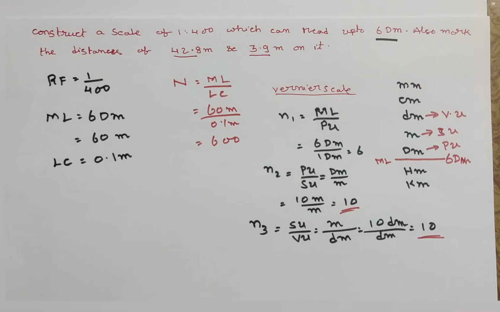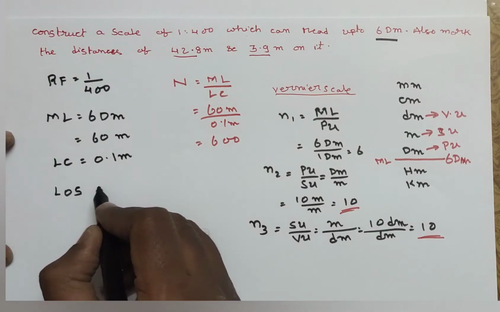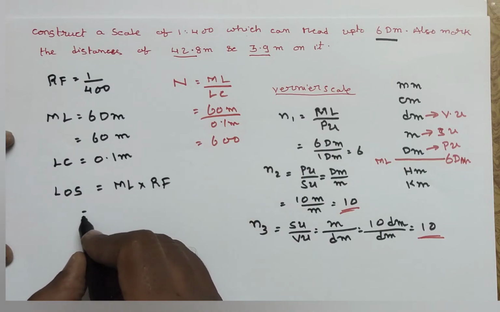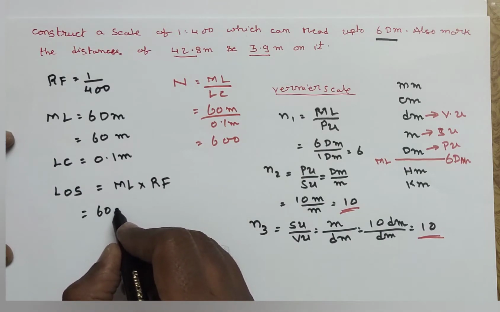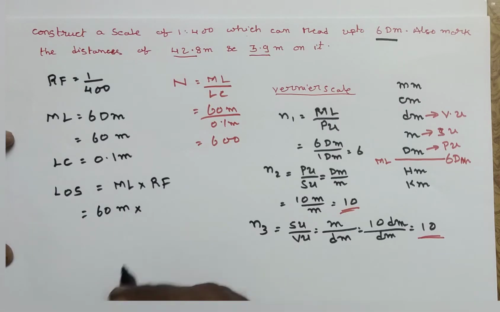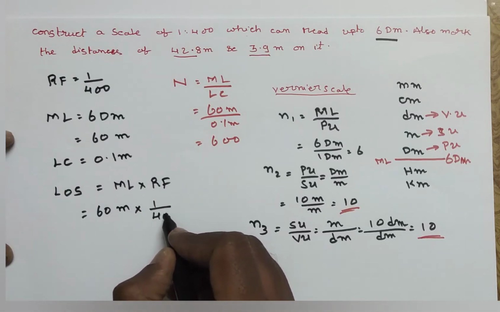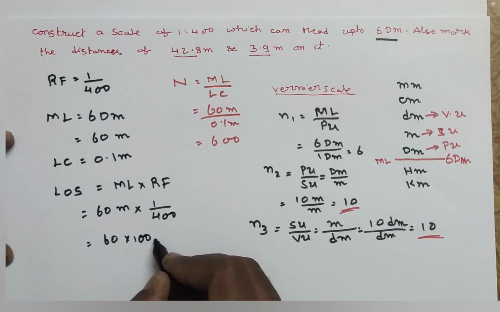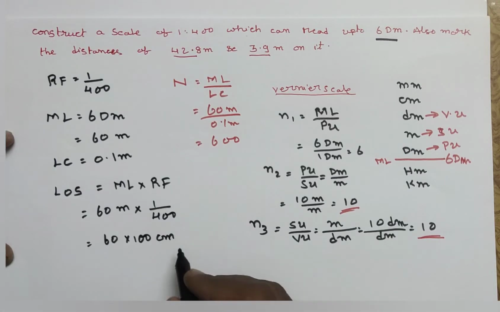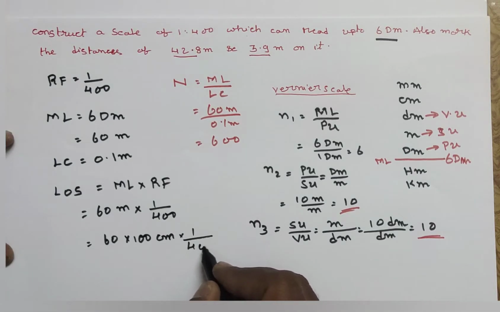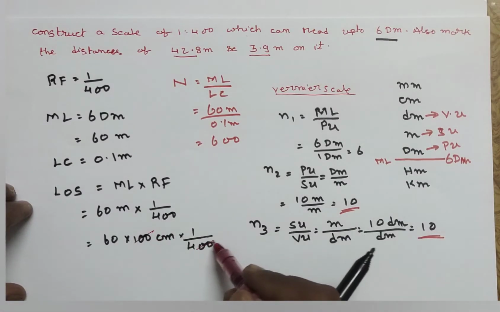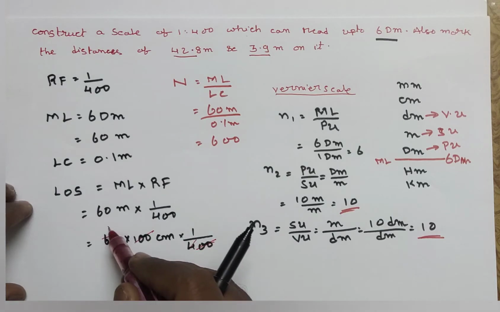So before that, we'll go ahead with the length of the scale. Length of the scale is equal to maximum length into representative factor. Maximum length is 60 meters, 6 decameter is nothing but 60 meters, into 1 divided by 400. So that is equal to 60 into 100, since 1 meter is nothing but 100 centimeters, into 1 divided by 400. So here 2 zeros will get cancelled, and 4 ones are 4, 15s are.